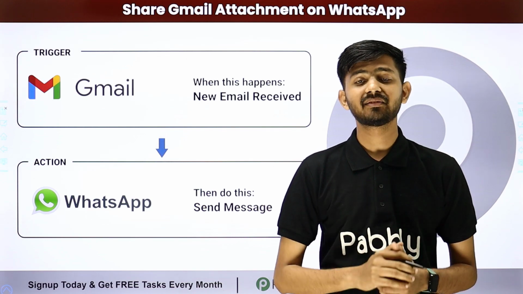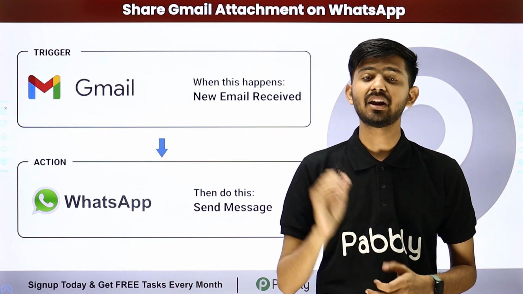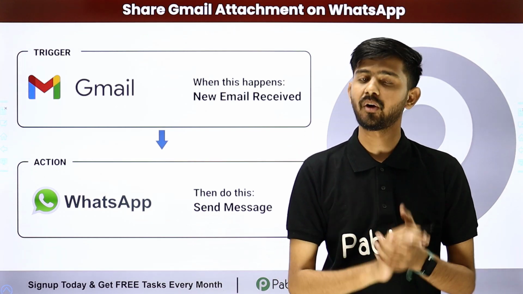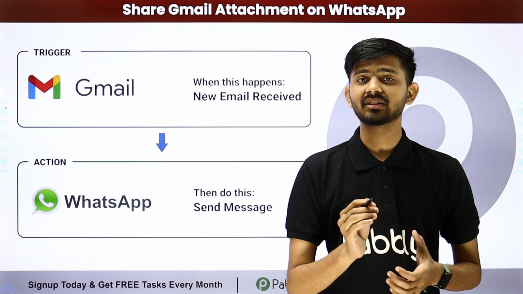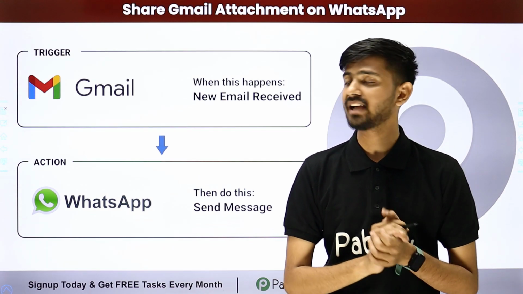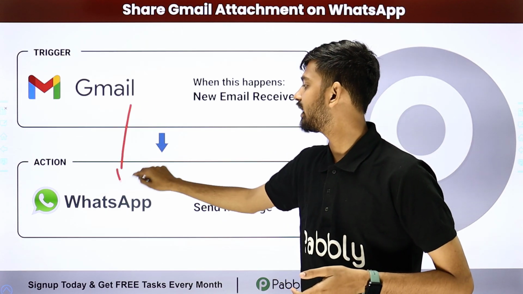So here my objective is that whenever I receive a new email on Gmail with an attachment, then automatically I want to share this attachment on WhatsApp. For sending a message on WhatsApp, I'm going to use WhatsApp Cloud API, and for my objective, I have to build a connection between Gmail and WhatsApp Cloud API.